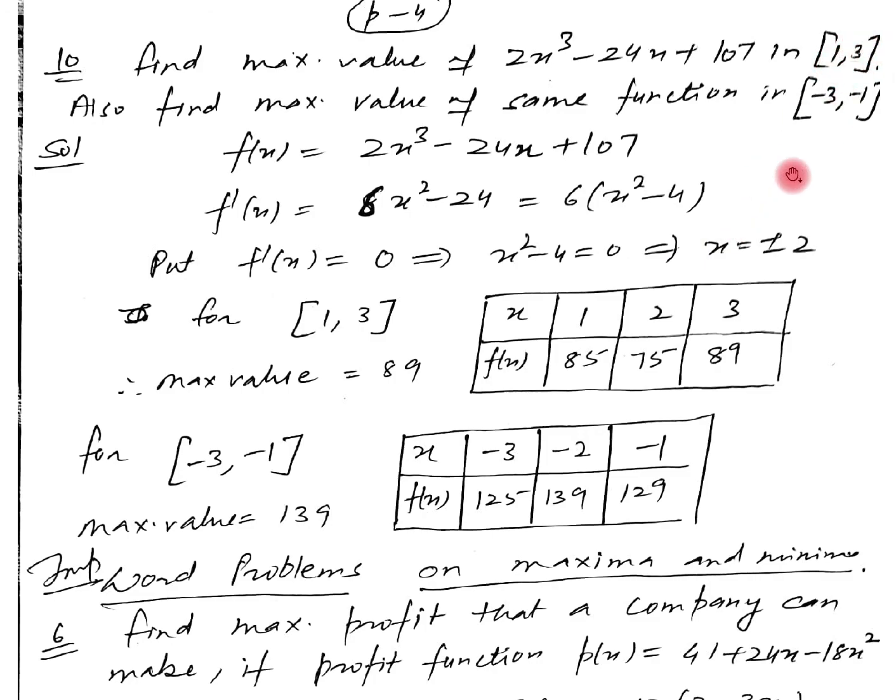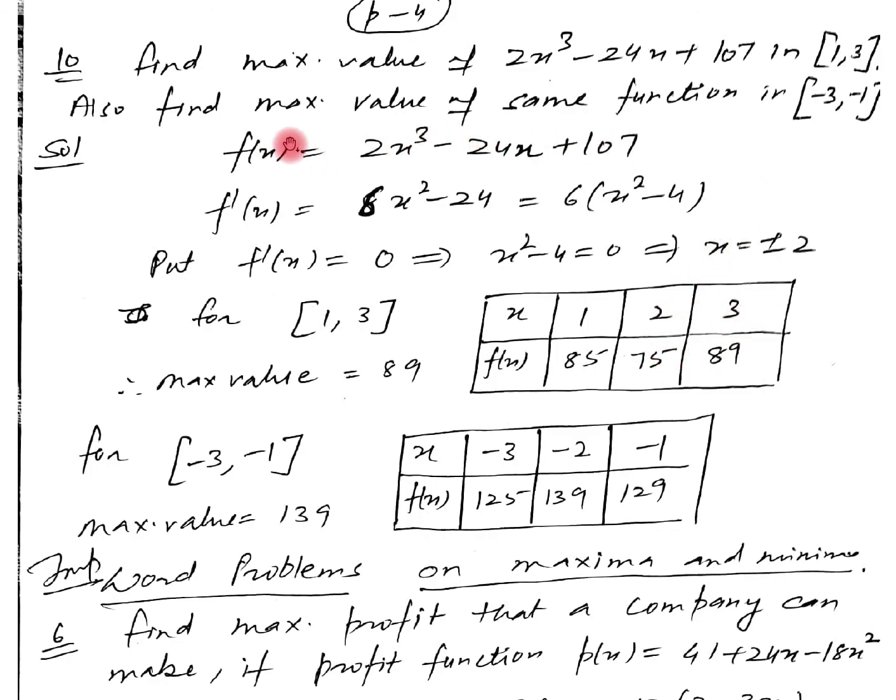So we have three values, 1, 2 and 3. We will find the value of f(x) at these points. Therefore we have to tell only the maximum value. The maximum value of the function is 89 at x equal to 3.